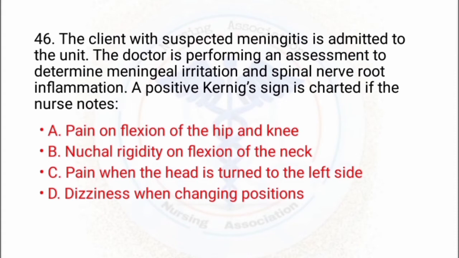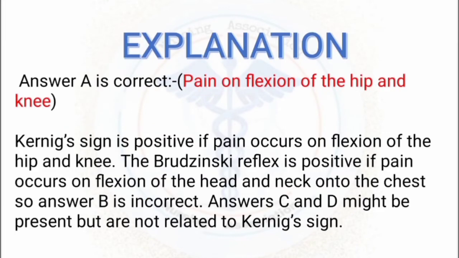So let's see the correct option, and the correct option is option A, pain on flexion of the hip and knee. So let's see why this is correct. Kernig's sign is positive if pain occurs on the flexion of the hip and knee. The Brudzinski reflex is positive if pain occurs on the flexion of the head and neck onto the chest. So answer B is incorrect. Answer C and D might be present but are not related to Kernig's sign.